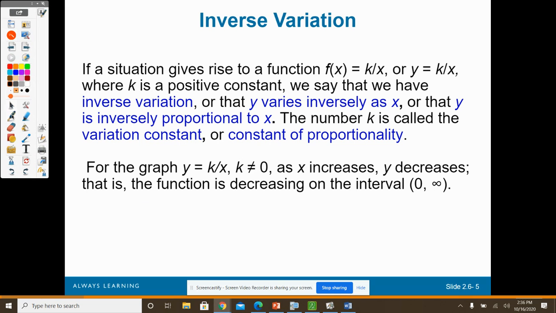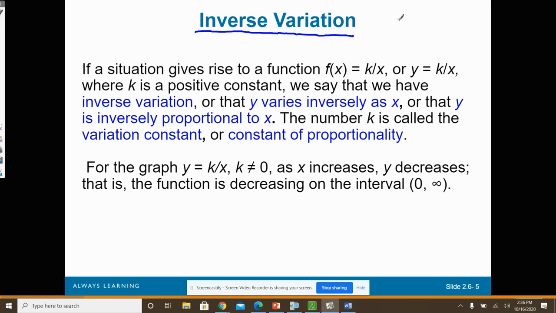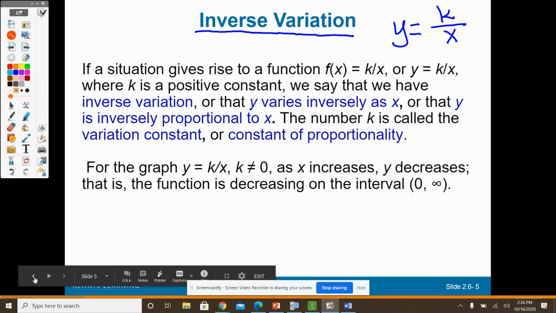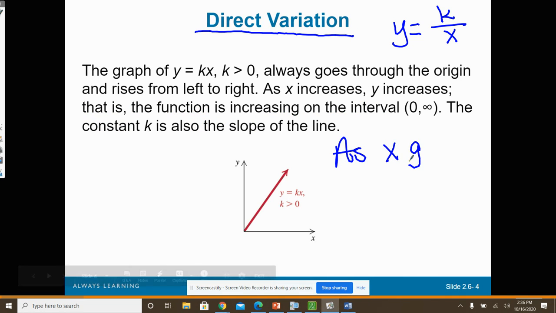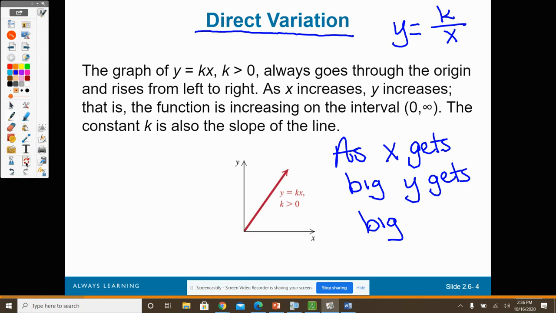Okay, now what is inverse variation? Inverse variation is not by multiplication, it is k over x. Okay, and actually I'm going to go back a slide because I kind of want to write this down. As x gets big, y gets big. They get big together. They grow together, okay? You should have written that down too.